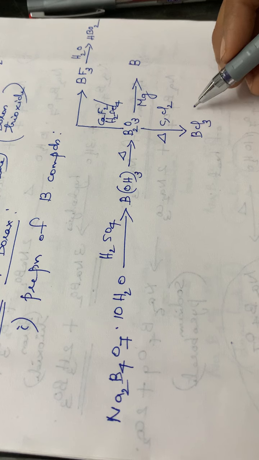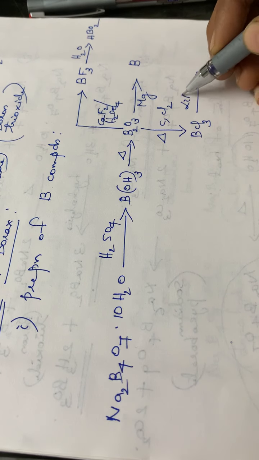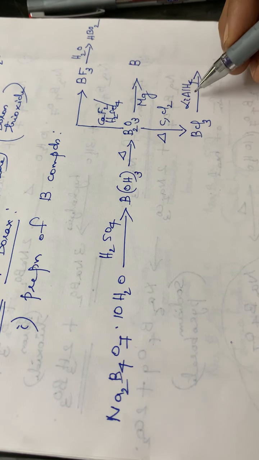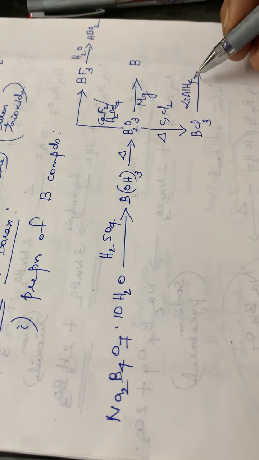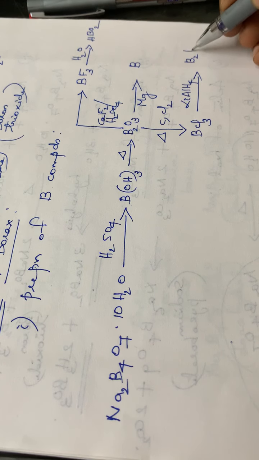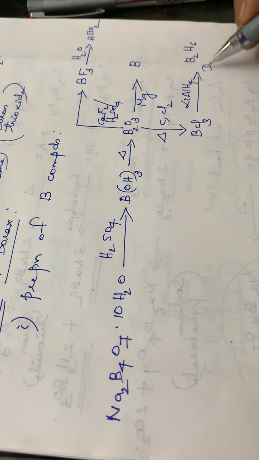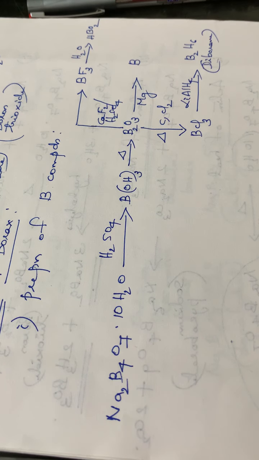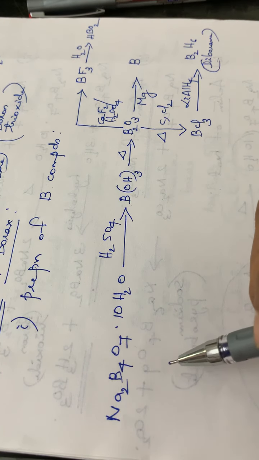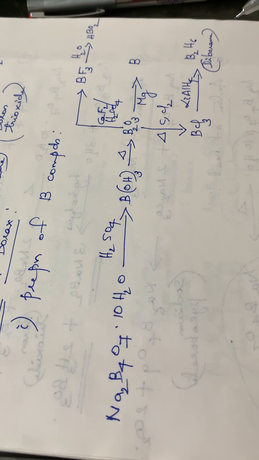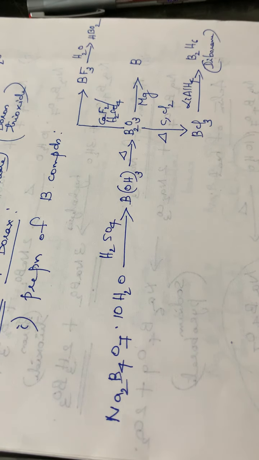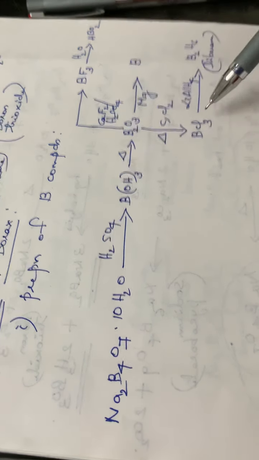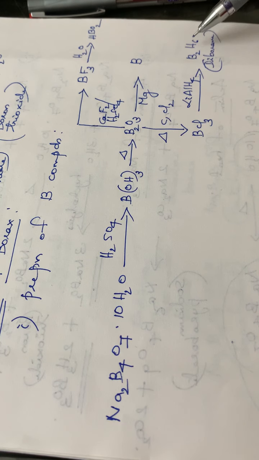Boron trichloride is obtained. Then boron trichloride on reduction using lithium aluminum hydride. Lithium aluminum hydride is a very good reducing agent. So on reduction using lithium aluminum hydride, we will be having diborane B2H6. Okay. So this is how from borax we can prepare so many compounds. So you just remember this chart also. BCl3 on reduction using lithium aluminum hydride gives B2H6, or diborane.